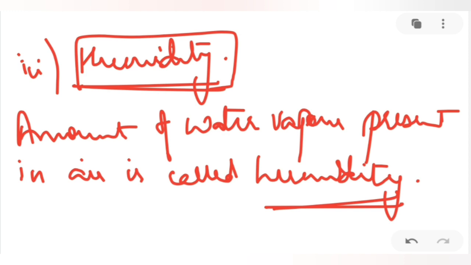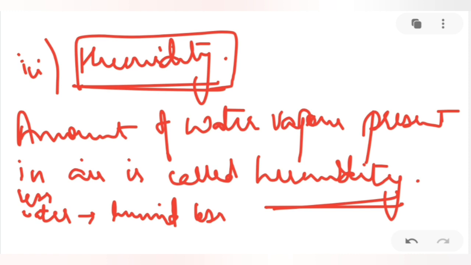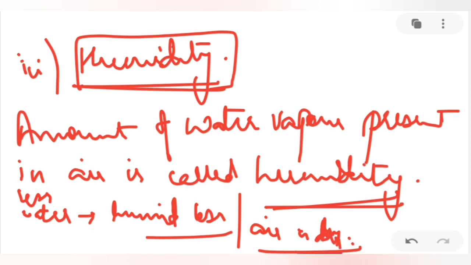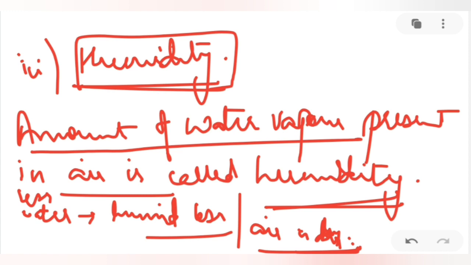So when the amount of water vapor present in the air is small, meaning little water is present around us, we say that the air is less humid or the air is dry. And when the amount of water vapor present in the air is large, we say that the weather is very humid, or it has high humidity.